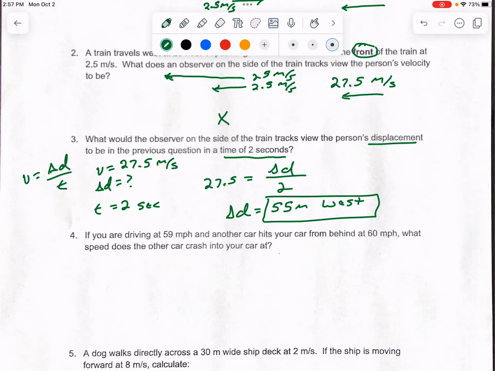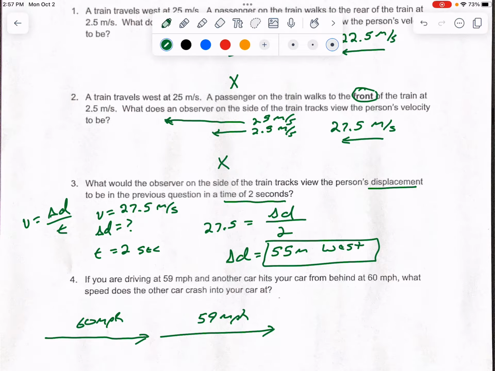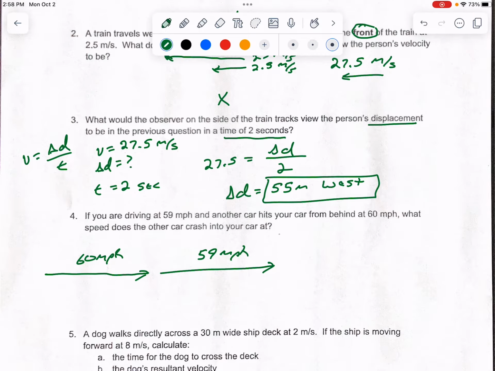Number four. If you're driving at 59 miles per hour, and a car comes up from behind you and hits you going 60 miles per hour, what speed does the other car crash into your car at? This is where you have to be careful. On number two, on that train, we actually combined their velocities, because the person is actually on the train. That's why we can combine those velocities. This is not a car driving on top of another car. This is a car going its own direction, and then another car bumps into it with just 1 mile per hour faster.